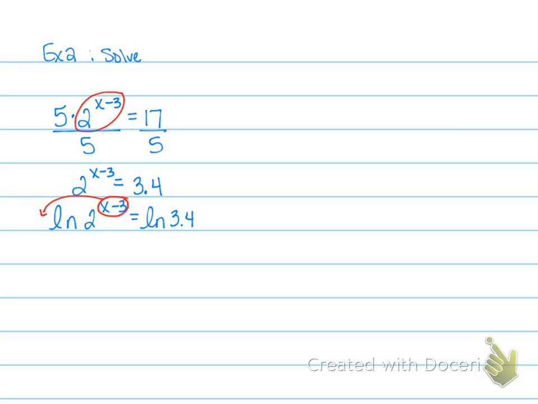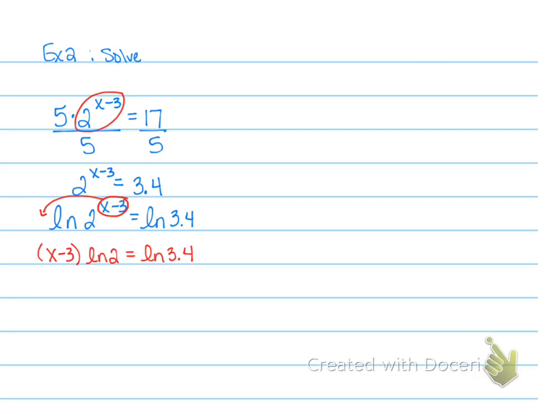But be careful, because that exponent was together. So you have to show that that x minus 3 is still together. So put it in parentheses. So you have x minus 3 times the natural log of 2 equals the natural log of 3.4. And now we're just going to solve for x.